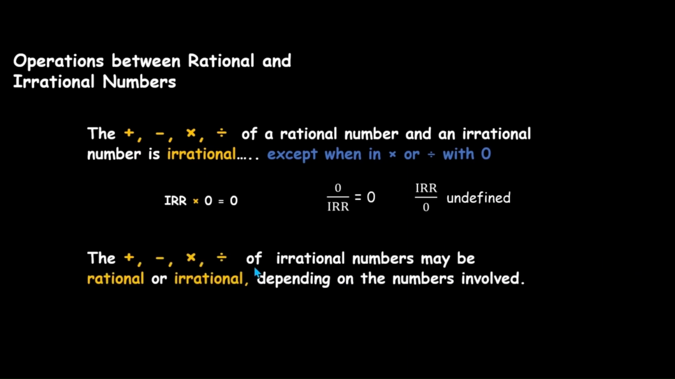And when two irrational numbers are added, subtracted, multiplied, or divided, the result will be either rational or irrational depending on the numbers involved. These two points are important as we go further into the topic where we prove the irrationality of our irrational numbers.